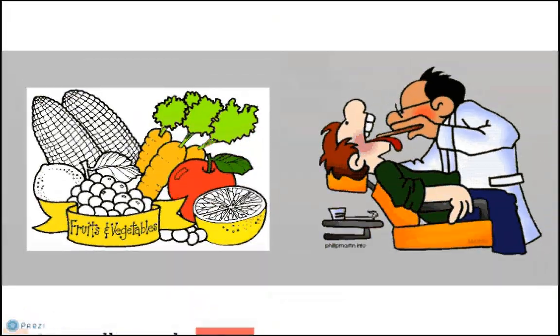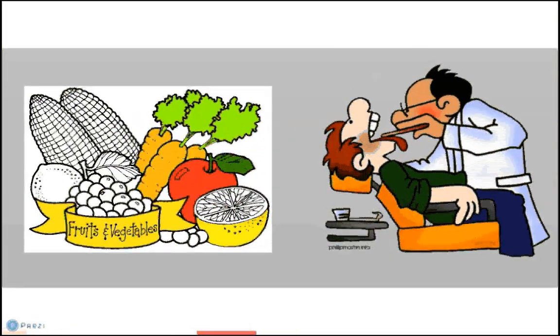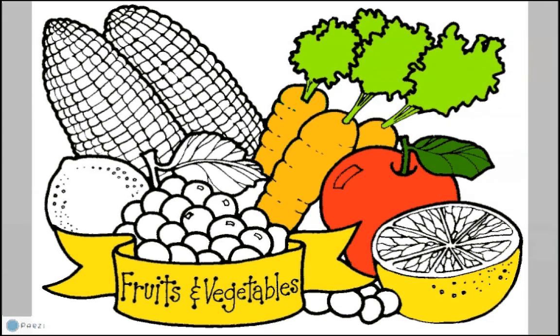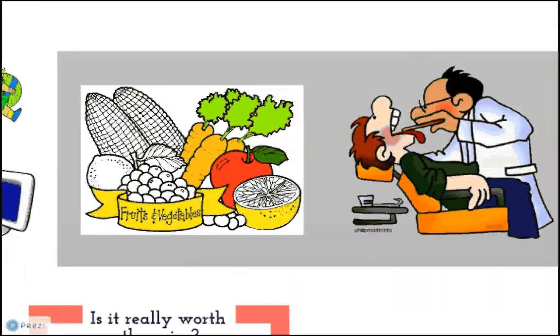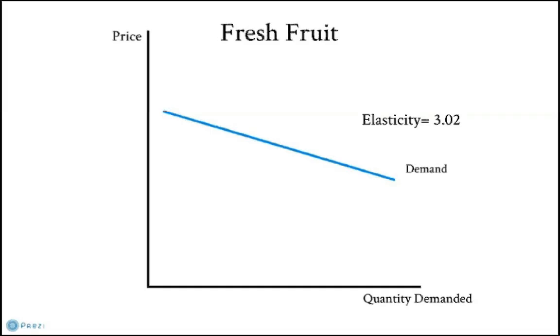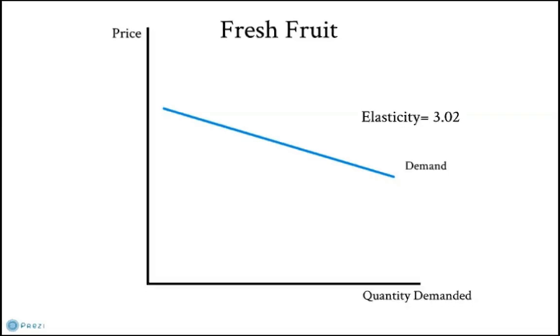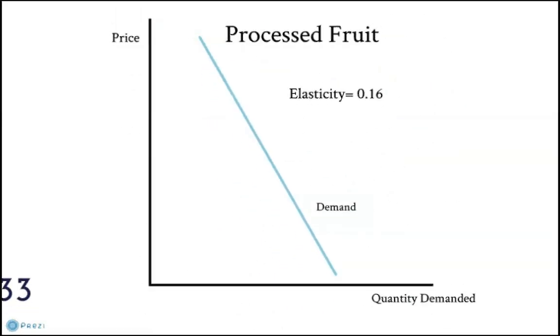Now, let's look at food and healthcare, two things we can't live without. At first glance, you may think food and healthcare are inelastic, and you would be right, except food is more elastic than you might think. Well, why is that? Food is a broad category that covers beverages, fruits, vegetables, grains, and meat. These subcategories are filled with many options of varying prices. For example, fresh fruit is very elastic and easily substituted by a cheaper processed fruit. Because of this variation, something as generic as fruit ranges in elasticity from very elastic, 3.02, to inelastic, 0.16.